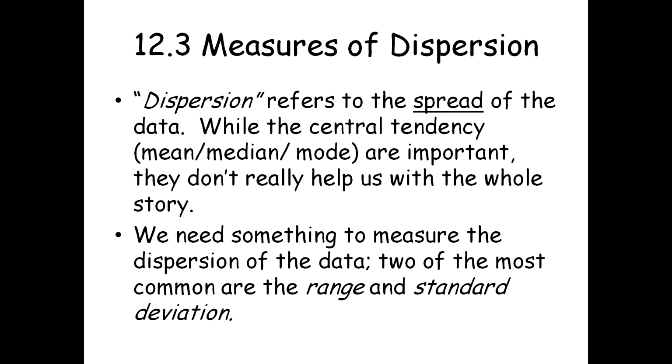Okay, in section 12.3, we continue with the concepts of statistics, and we go into measures of dispersion. When we're talking about statistical dispersion, we're talking about how the data are spread throughout the distribution. Earlier we spoke about the central tendencies, mean, median, and mode, and while those are important, they really don't help us with all of the information. We need something to measure the dispersion of the data, and two of the most common are the range and the standard deviation.